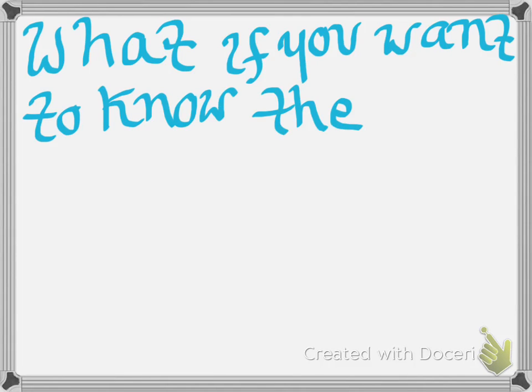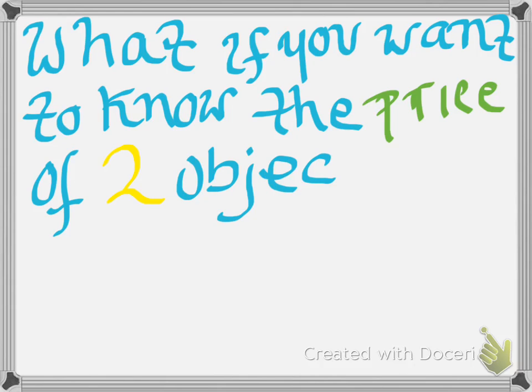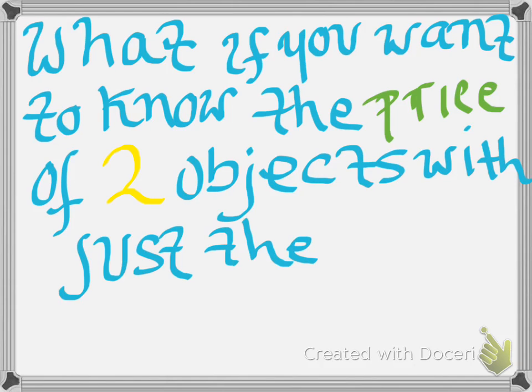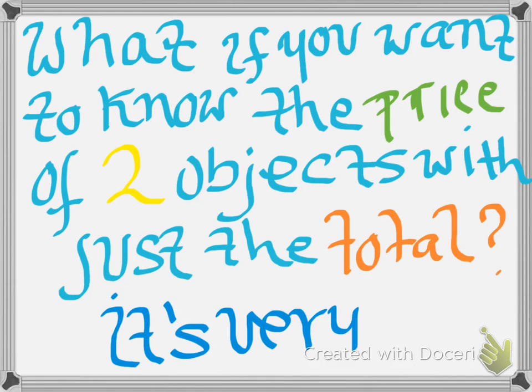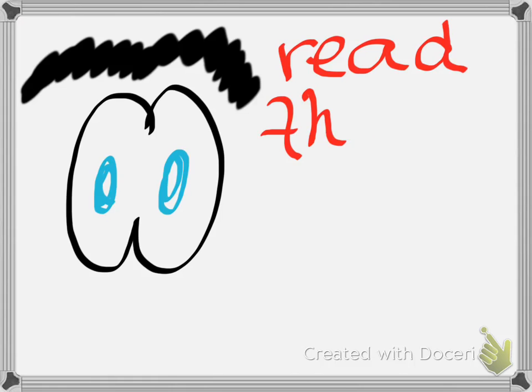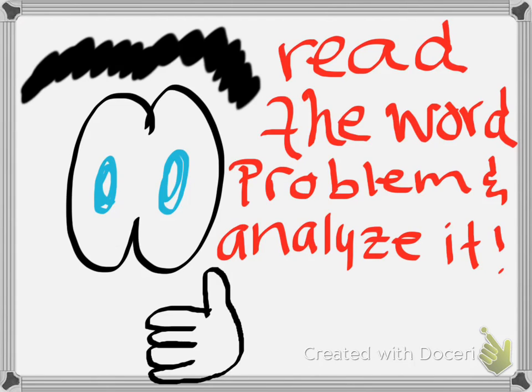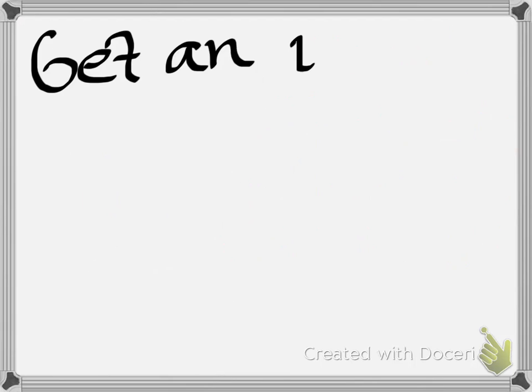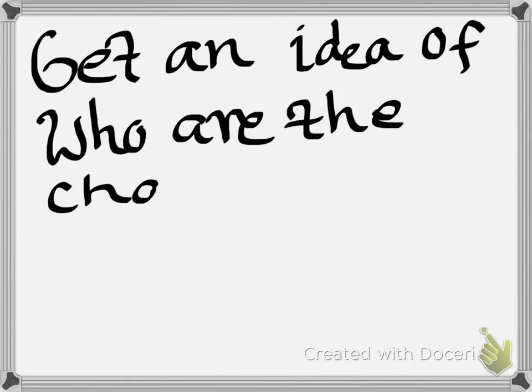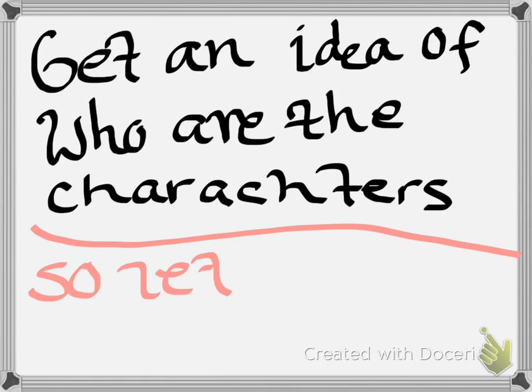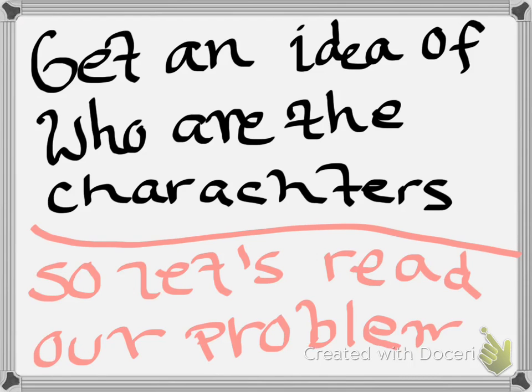What if you want to know the price of two objects with just the total? It's very easy. Read the word problem and analyze it. Get an idea of who the characters are. So let's read our problem.